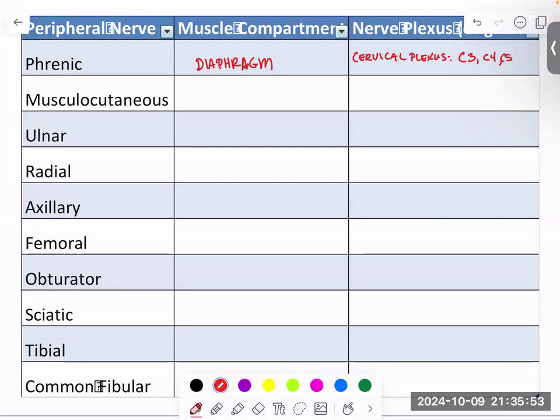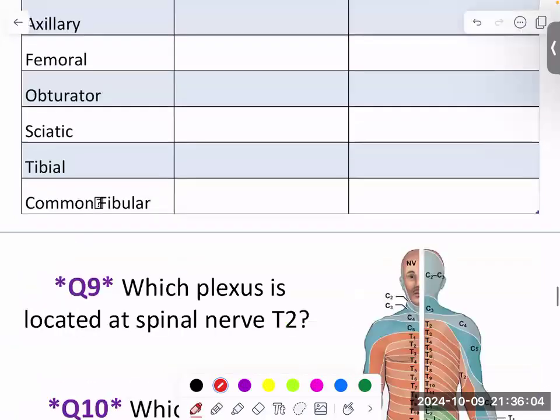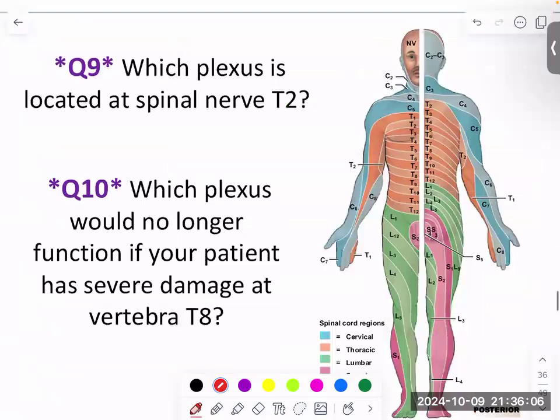Okay, there's 10 of them. We can do it. We can do it. This is a typo that I gotta fix. This was supposed to be T1. T1.